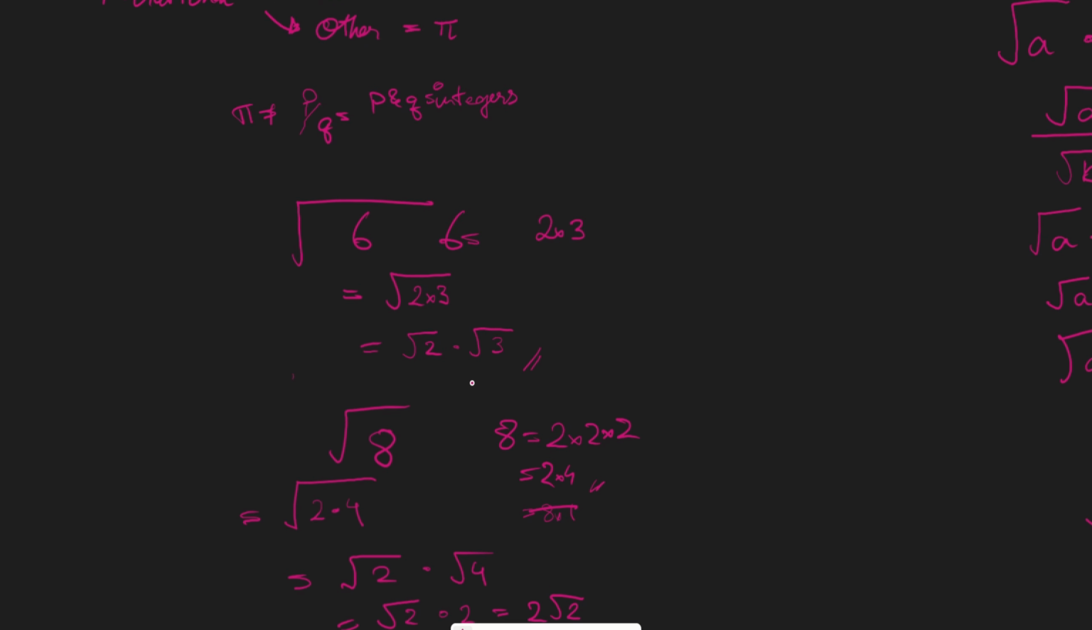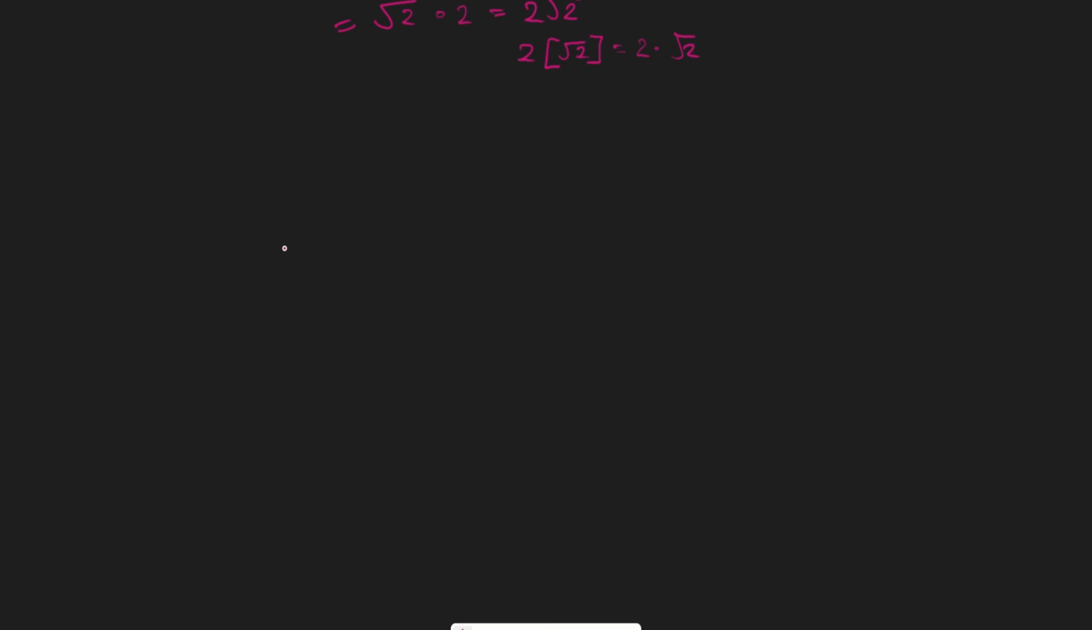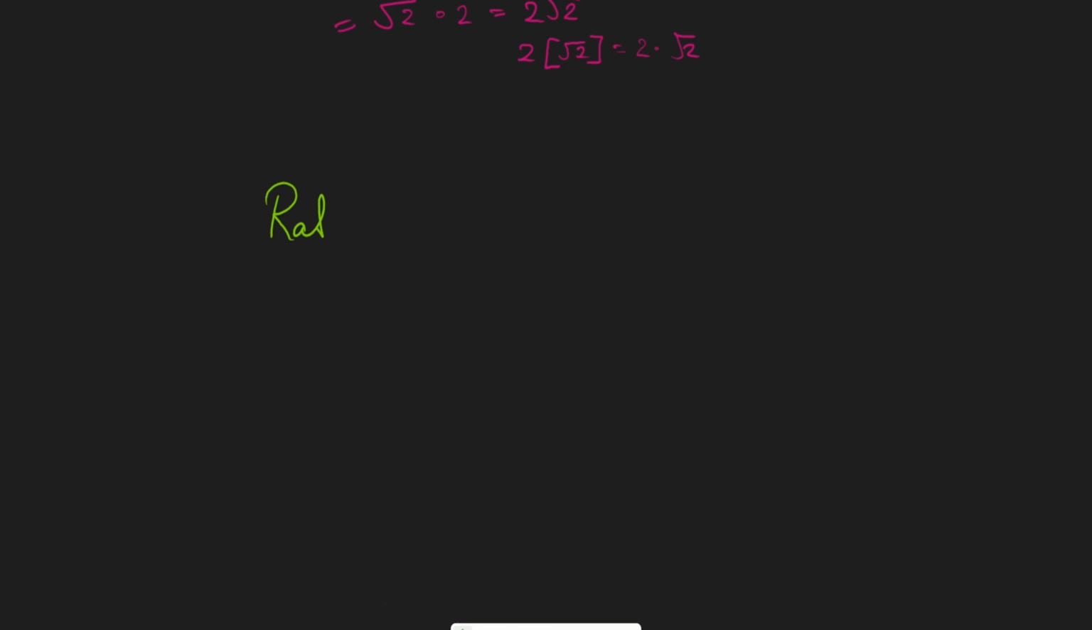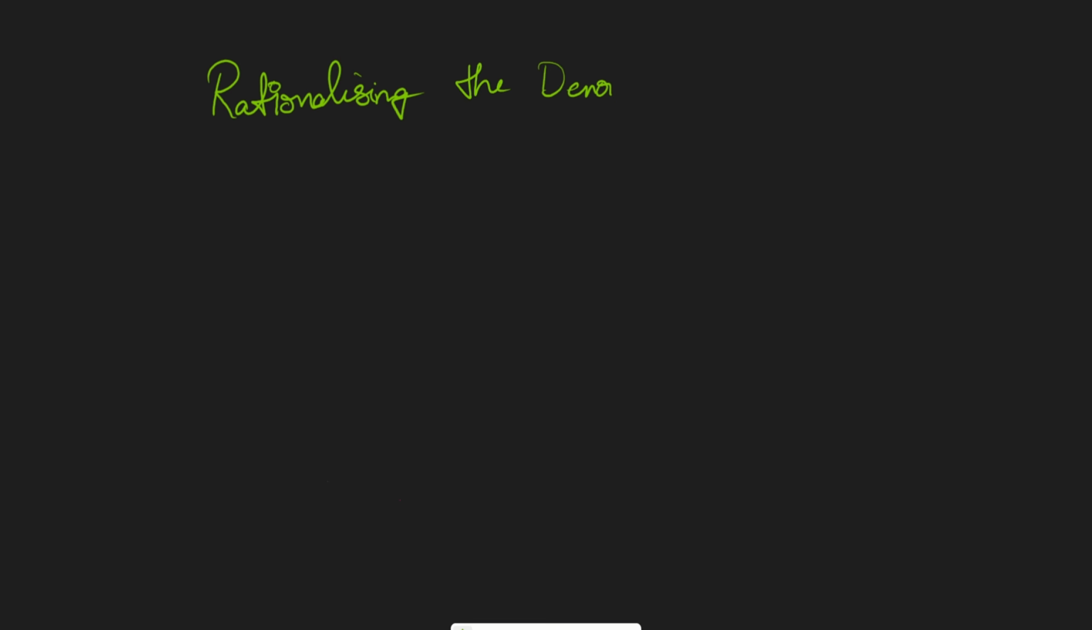So that's simplifying surds. Now, in our syllabus, we also have rationalizing the denominator. It's a very important topic. What this means is your fraction can sometimes, when it's an irrational number, have surds in the place of q, since for rational numbers, the p and q need to be integers.